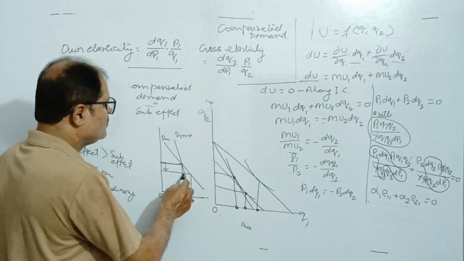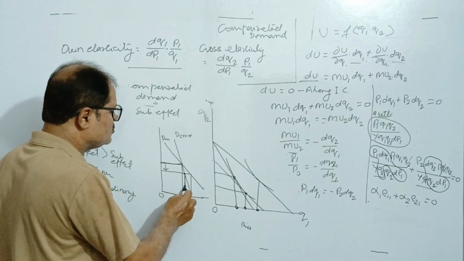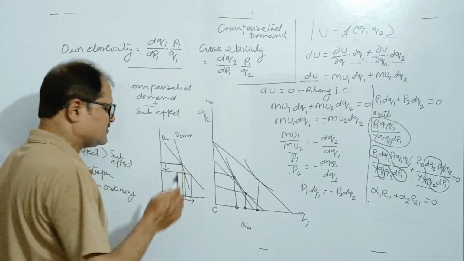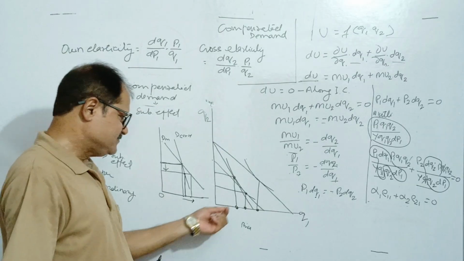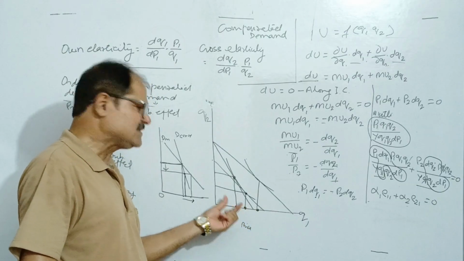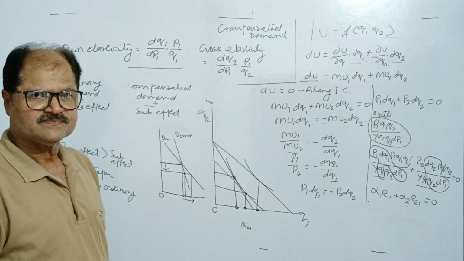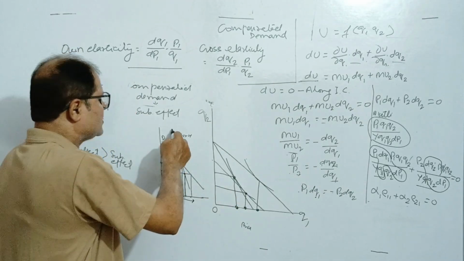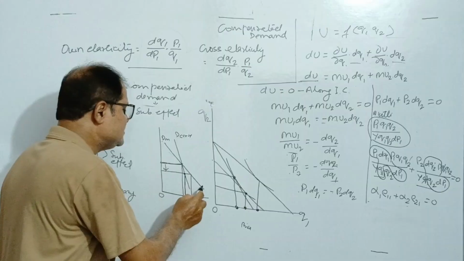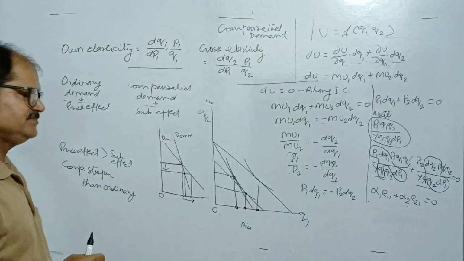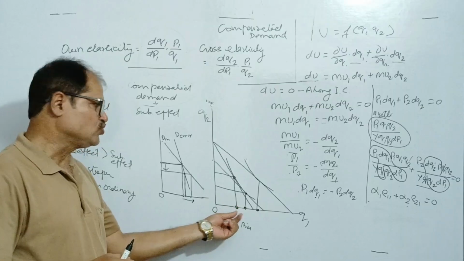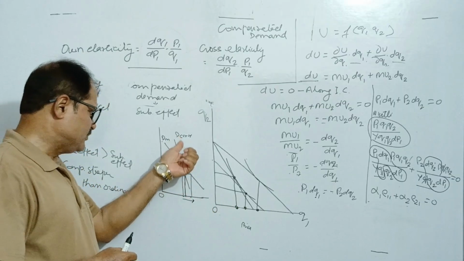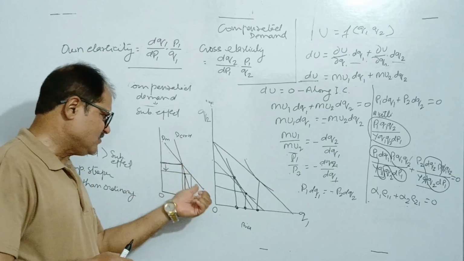So this is new demand on the basis of substitution effect. We see that price effect is greater than substitution effect. That's why compensated demand curve is steeper than ordinary demand curve. Price effect is greater than substitution effect. So compensated demand curve is steeper than ordinary demand curve.